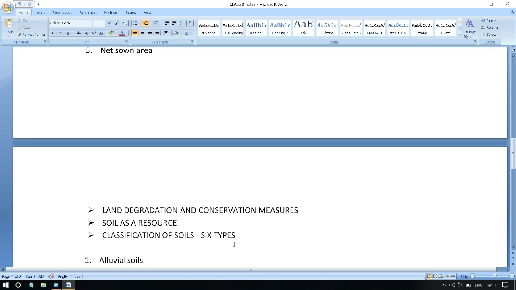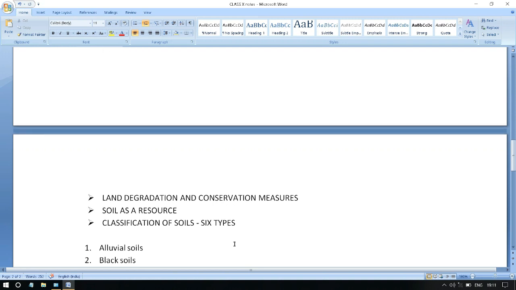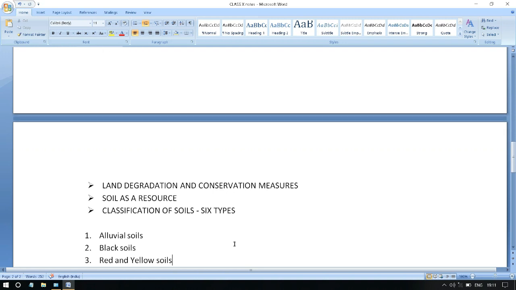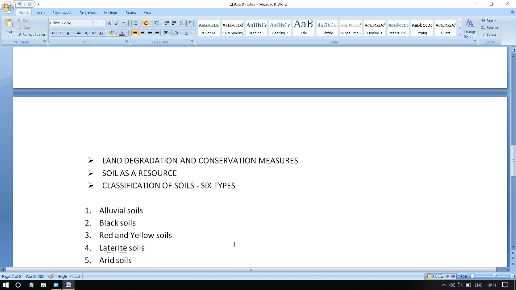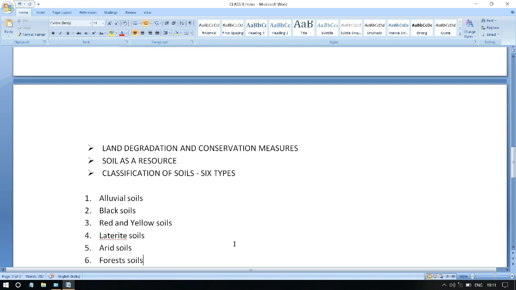After that, students, classification of soils is given. According to the chapter, we have a total of 6 types. So I am going to read all the names. First is alluvial soils. Second, black soils. Third, red and yellow soils. Fourth, laterite soils. Fifth, arid soils. And sixth, we have forest soils.